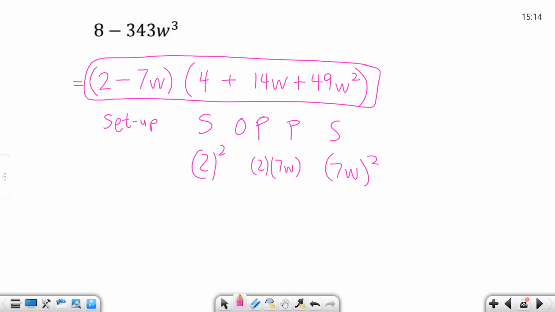W squared. So then that's going to be 2 minus 7w, and then 4 plus 14w plus 49w squared. All right. Now the one thing I want to say is this answer is fine for me in my class. Okay. I don't even care.